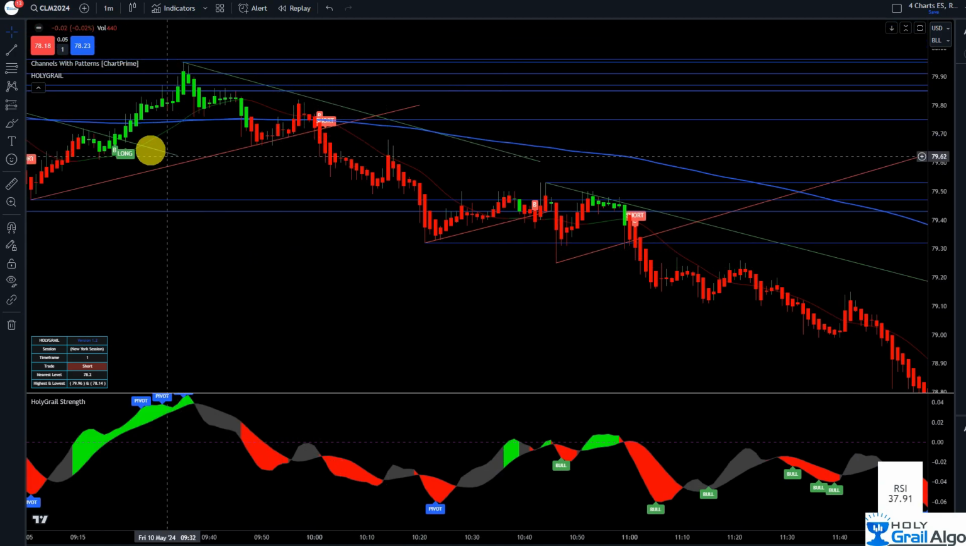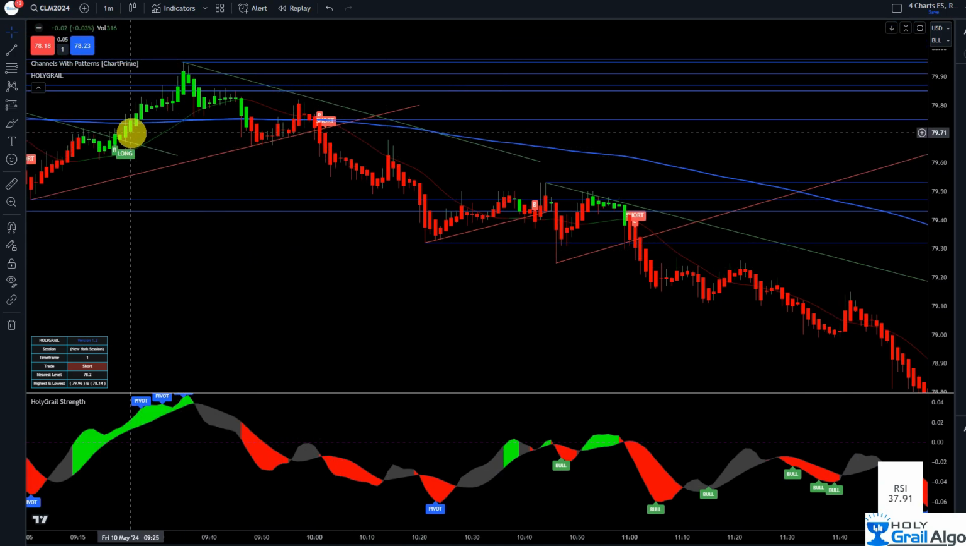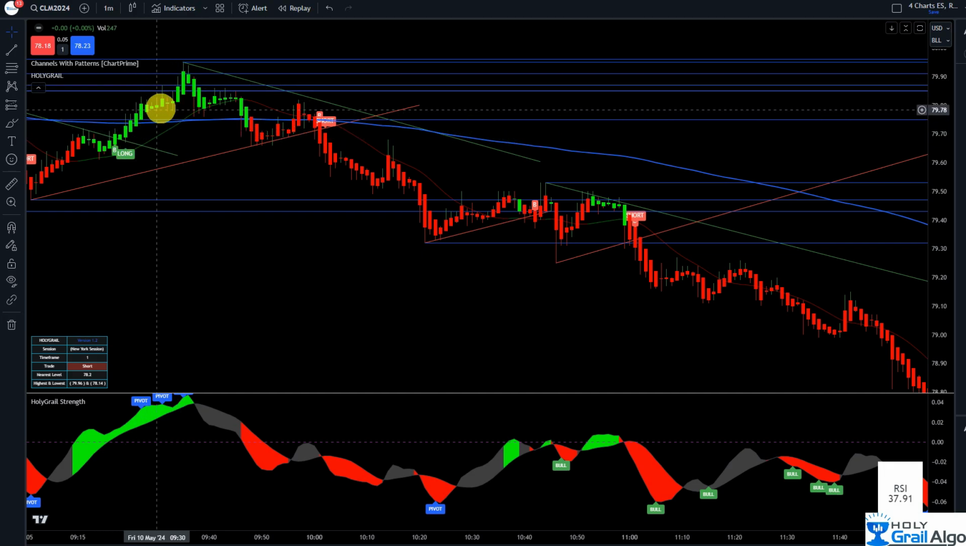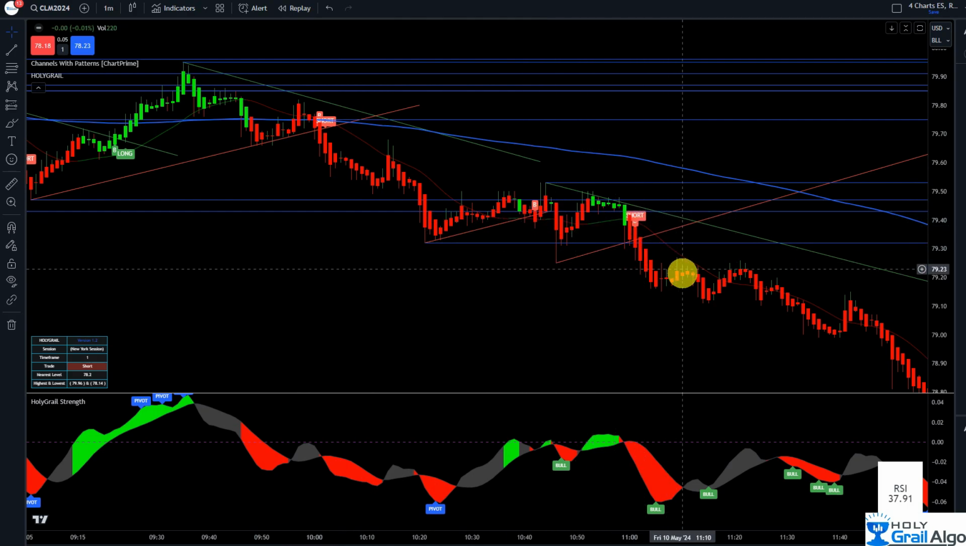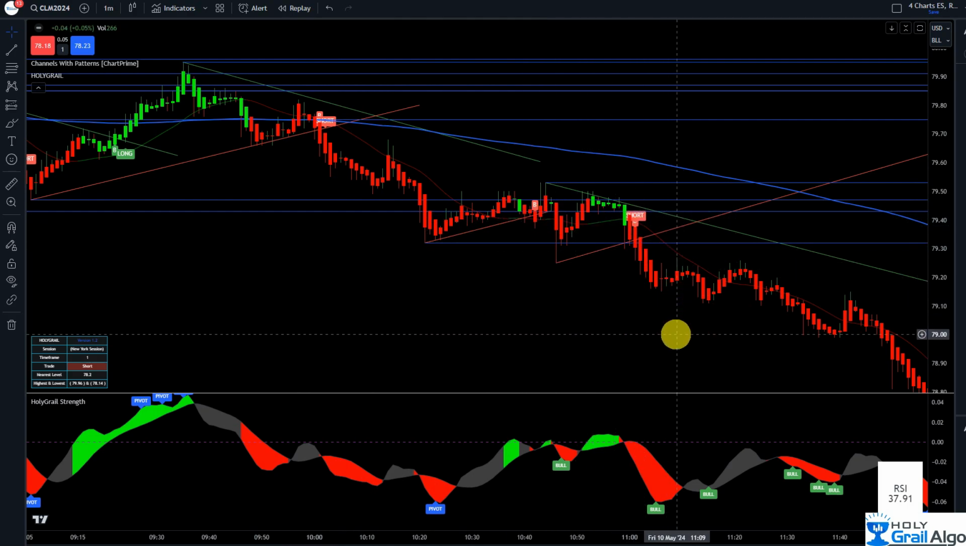So you can see right here, we had a long call this morning, right about the market open. I actually got this trade right here, pushed it right up, and followed right back down here. So if you like trading oil, this works pretty well on the CL.